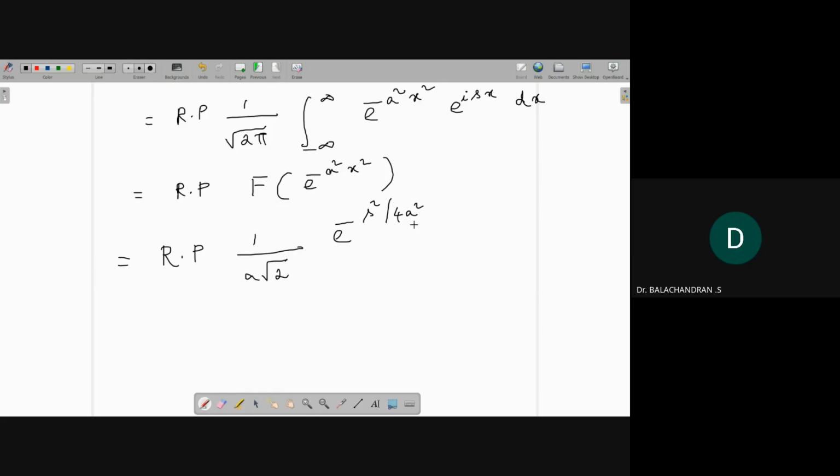Yes, 1 by root 2 into e power minus s square by 4a square. Okay, now the first part is nearly over.